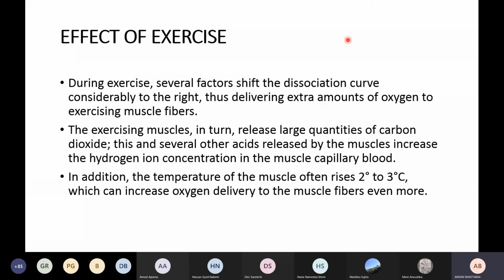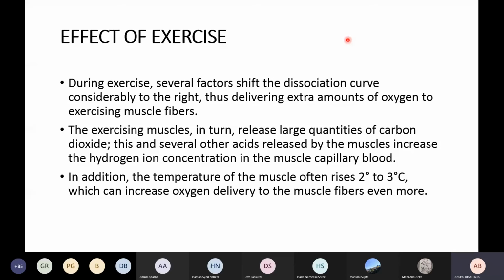Another is exercise. Exercise has an indirect effect. This also shifts the curve to the right. Why? Because a large amount of metabolism is taking place in exercising muscles. Again, large quantities of carbon dioxide are being released. There are also some other factors being released that increase the hydrogen ion concentration in the muscle capillary blood. This causes a decrease in pH, which, like I said, causes the curve to shift to the right. Again, the temperature of the exercising muscle is also high, and an increase in temperature shifts the curve to the right. So exercise also has an indirect effect.